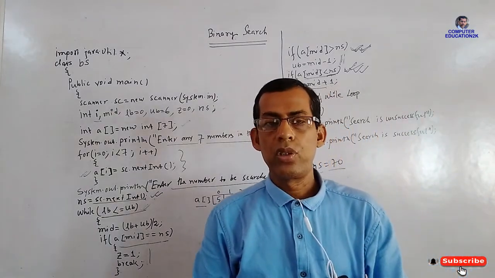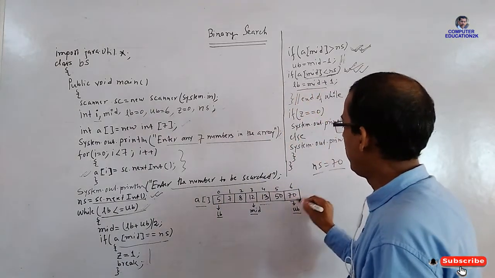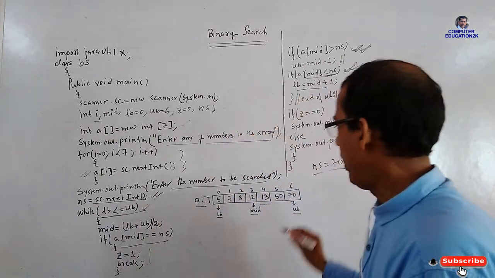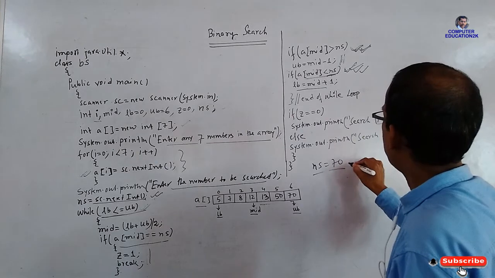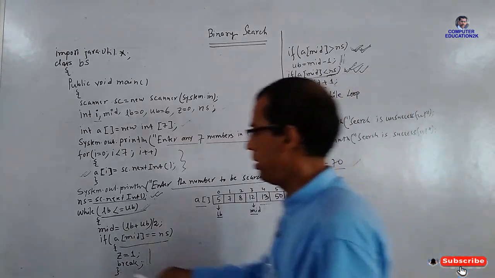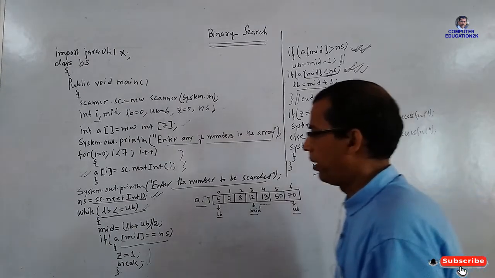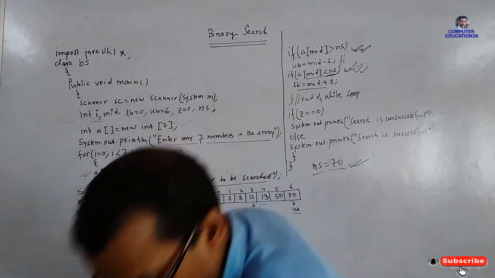Okay, children, now suppose we want to search number 70 from the array. Now see what will happen. We want to find number 70 from the array. So the number to be searched is 70. Okay.